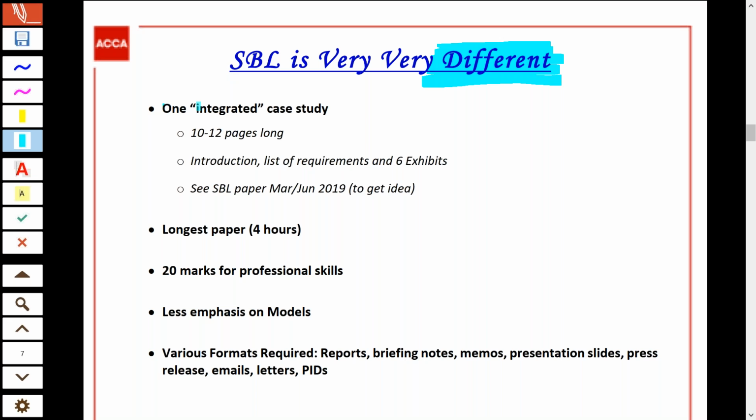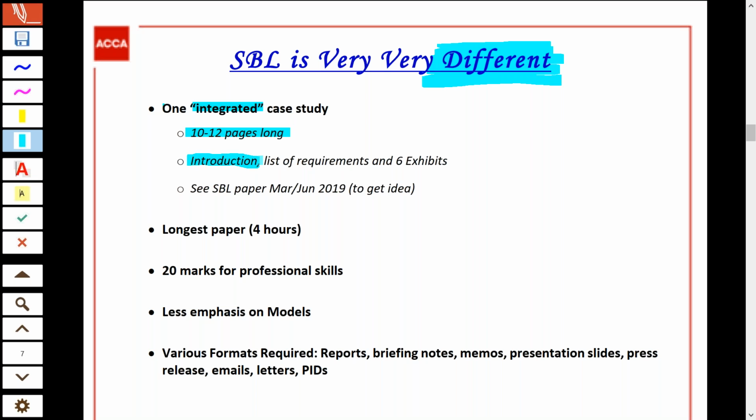Because it is one integrated case study. So integrated means that it will be a big fat case study, and all the questions will come out from that one case study. So if you understand that particular scenario, you will be able to handle the questions. If you don't understand the scenario, you will screw up all the questions, because it is an integrated case study. It's normally like 10 to 12 pages long.